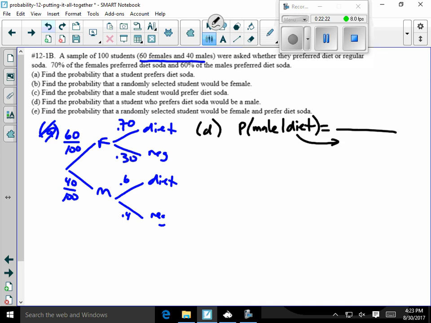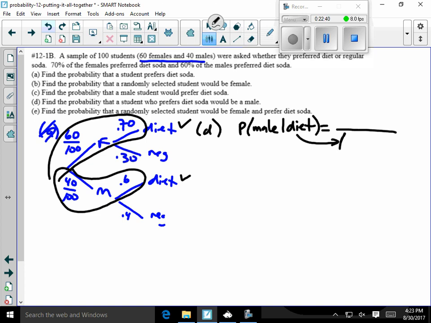So how many ways can I get to diet? I can get to diet here and here. So you can think of there being two paths to diet: this path right here, and also this path right here. And we know from the work we did earlier in part A that you could be a female with 60 out of 100 probability, and so multiply by the 70% probability of liking diet given a female, or so we'll add that you could be 40 out of 100.